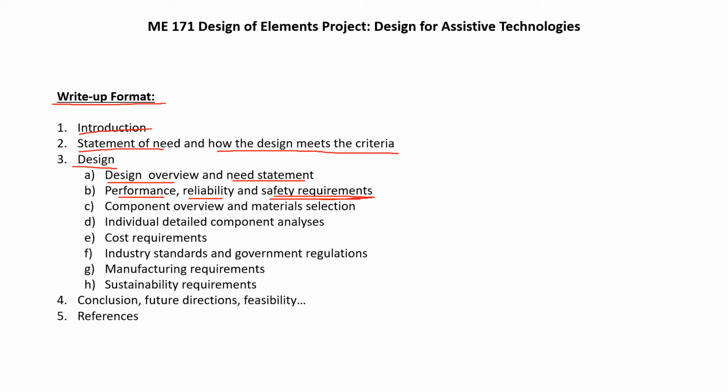Then you're going to get into the component overview and material selection. From there, you're also going to talk about, within the design, the individual detailed component analysis and the associated cost requirements. Again, there's a lot of things that go into that that we're discussing throughout the semester. Then you're going to look at those industry standards, and again, these may be related to government regulations. Talk about the manufacturing requirements related to the type of manufacturing you're choosing to do, and the sustainability requirements as well.